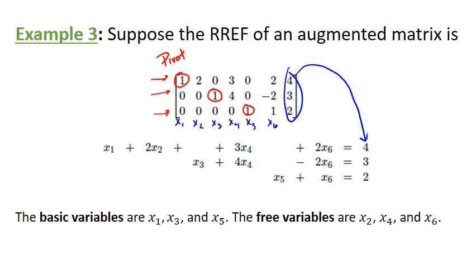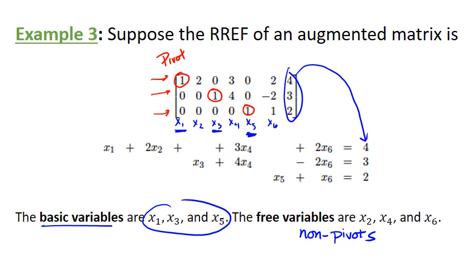Okay, so if I look at this, if there is a pivot, then that variable is a basic variable. So I have a pivot for x1, a pivot in x3, and a pivot in x5. Those are my basic variables. Anything else, my non-pivots, are the free variables. So it's basically everything else.